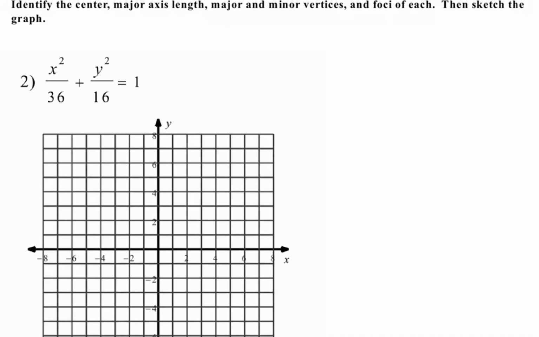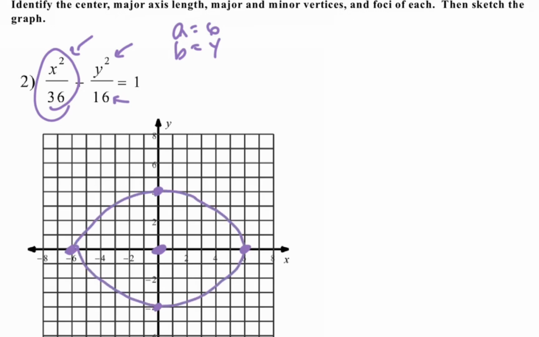Okay, my center is going to be at 0, 0 because there's no translating going on here. My a is 6, b is 4, because the square root of 36 is 6, the square root of 16 is 4. Since this one is bigger, my major axis is on the x-axis, so I'm going to go over 6 in both directions for my ellipse. My minor axis, I'm going to go up 4 and down 4. And then I'm going to try to make that into a nice looking ellipse without it being too pointy.